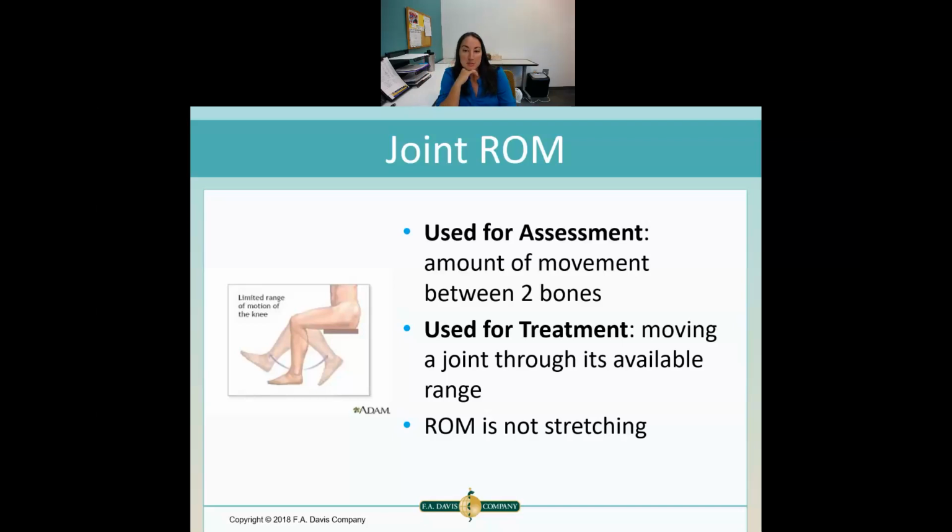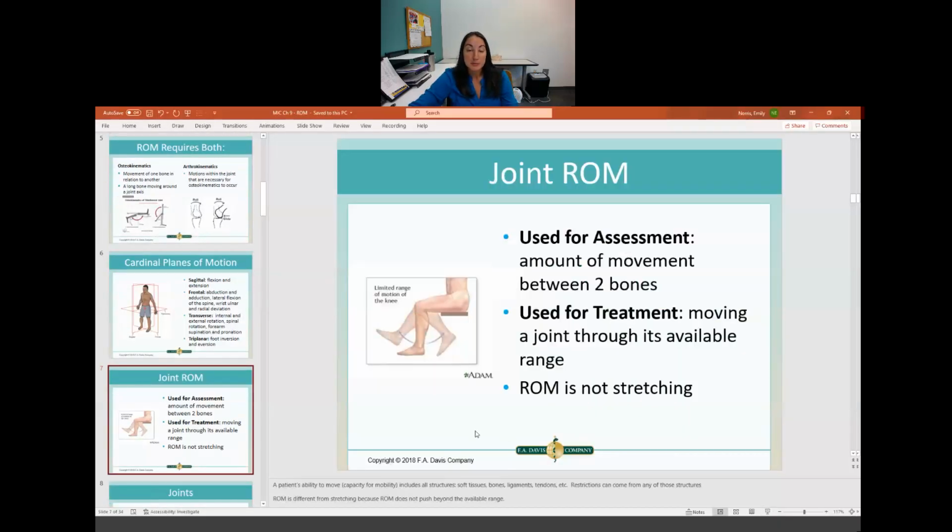Also, at the bottom of this slide, if you look at your PowerPoint, there's a little message about your capacity of mobility.